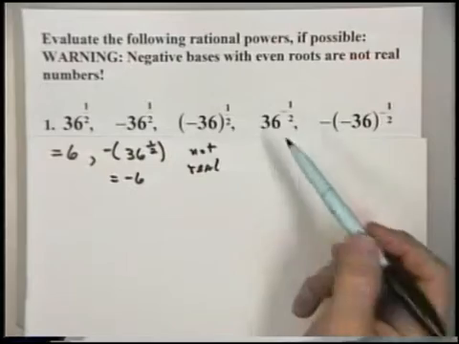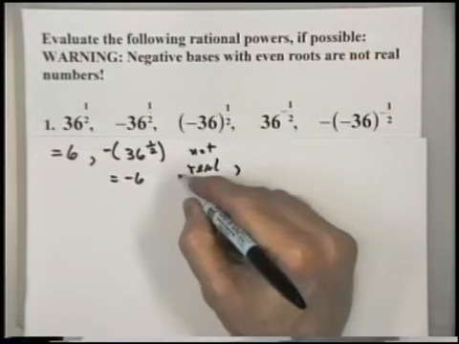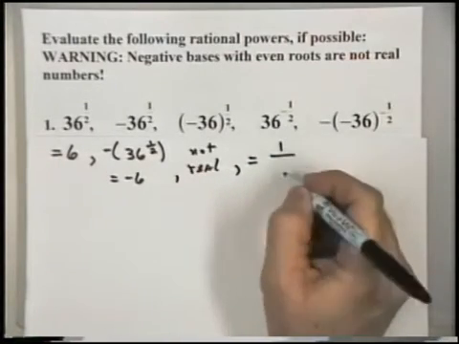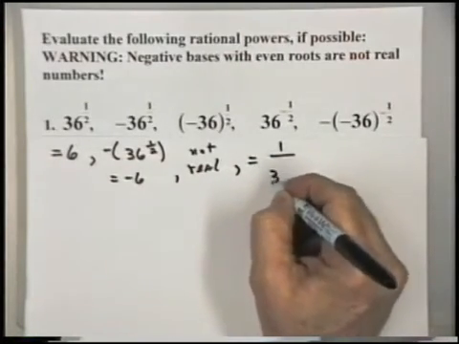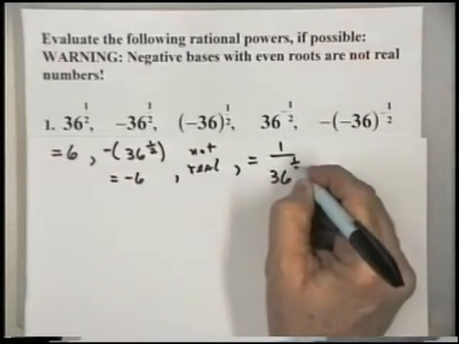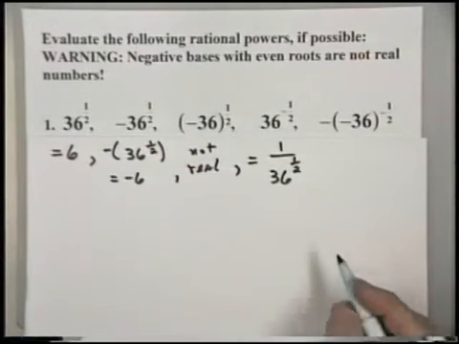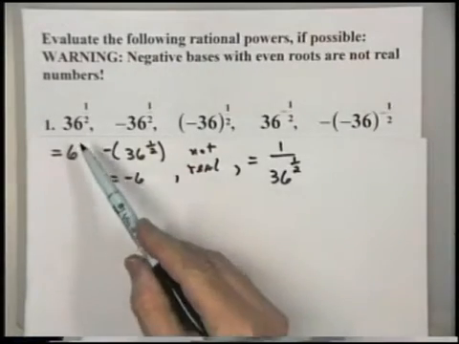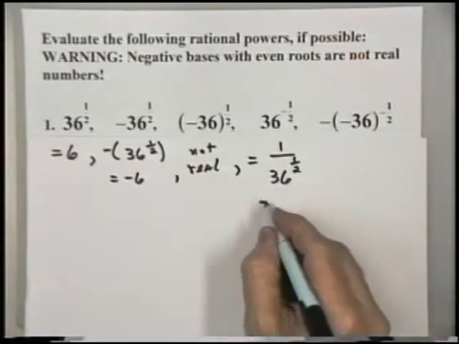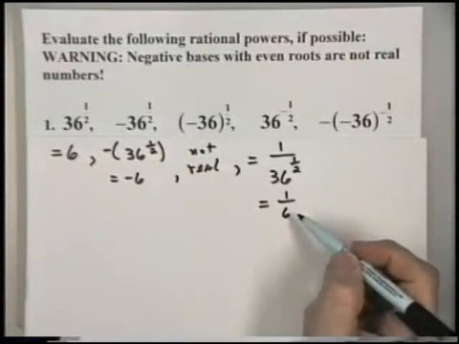36 to the negative 1/2 power. Oh, negative exponent? Oh, well, sure. We know what to do with negative exponents. We write them as 1 over that base raised to the opposite. So that would be a positive 1/2. And we just calculated that. 36 to the 1/2 power is 6. So this must be 1/6.